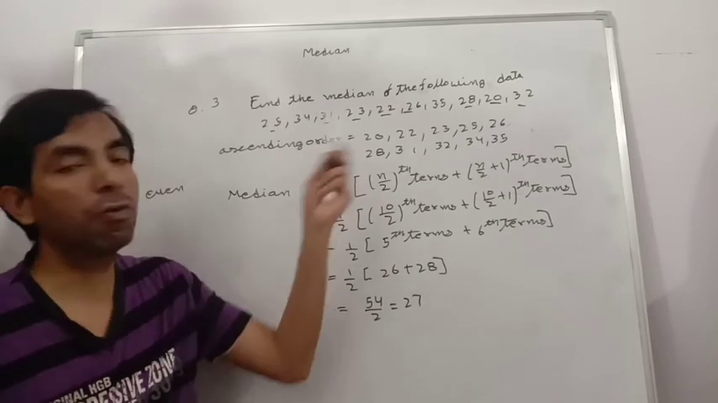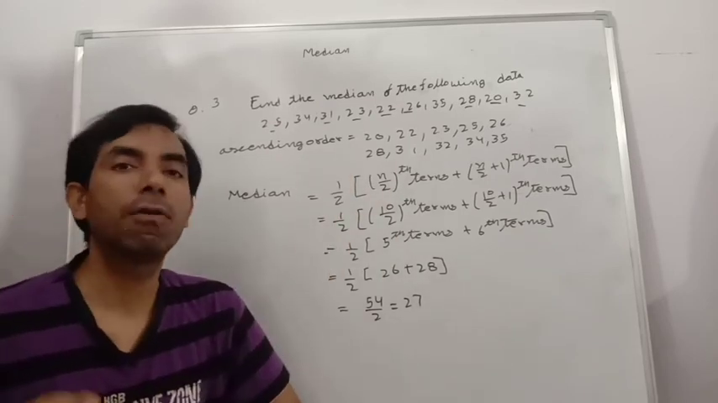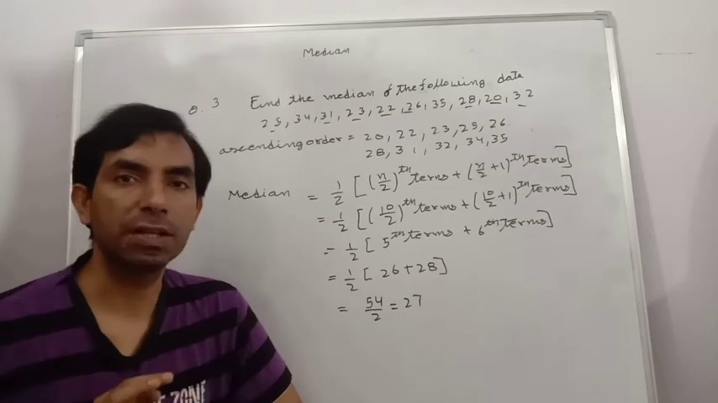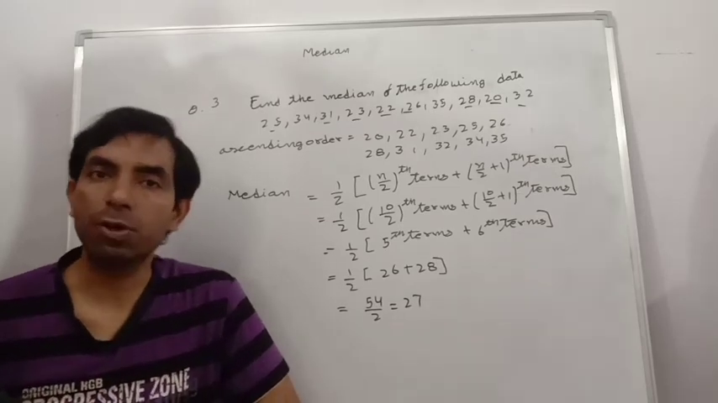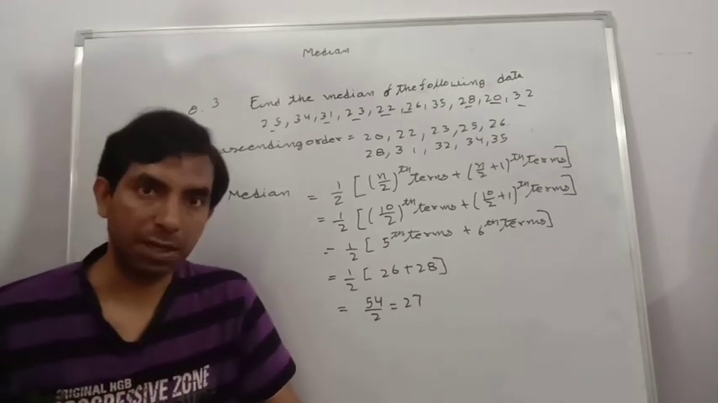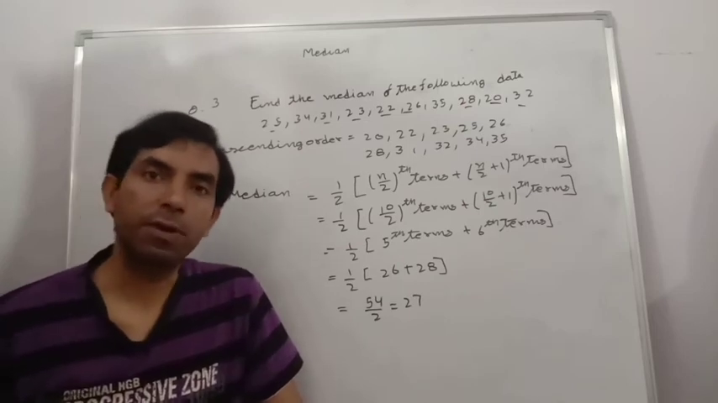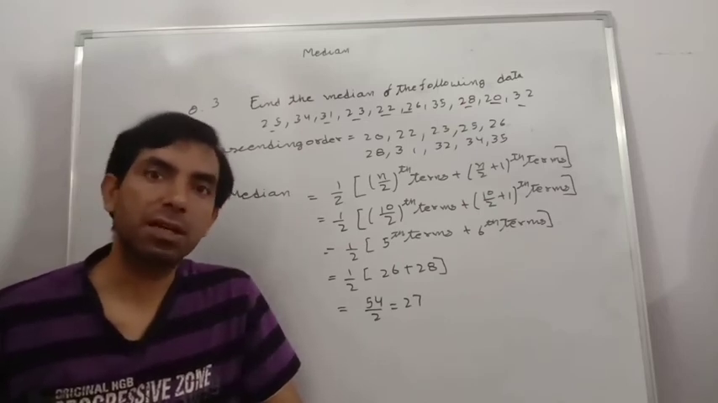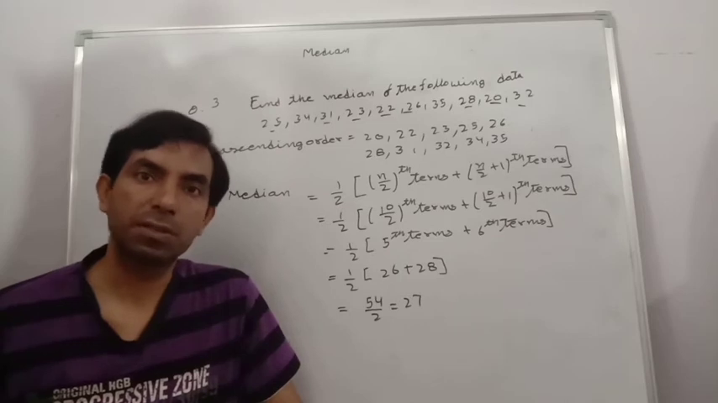But it is not in our data. But our median value is 27. Sometimes our median value does not come in our data. So do not take any tension. So let's take today's last question.